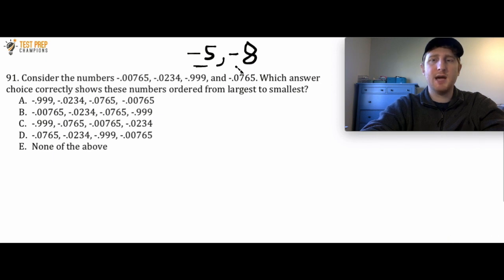So it can be kind of confusing sometimes because normally we would think of 8 as a bigger number than 5, but when we have negative signs here, it changes the game up completely, all right? So let me show you why just briefly here, all right?